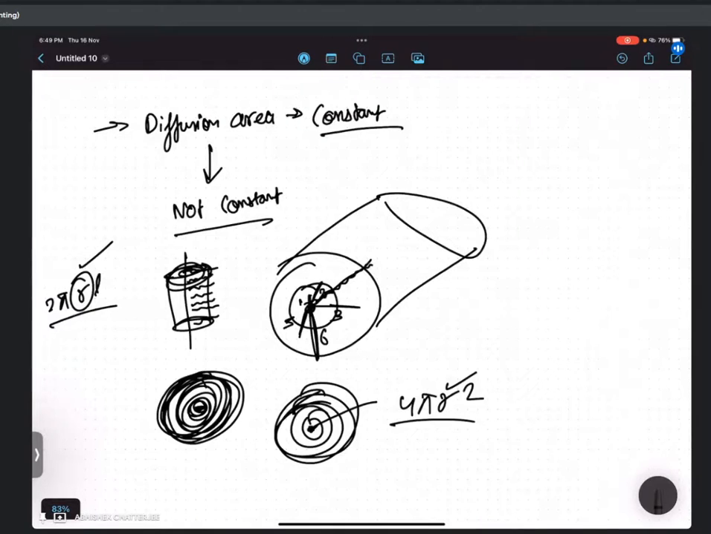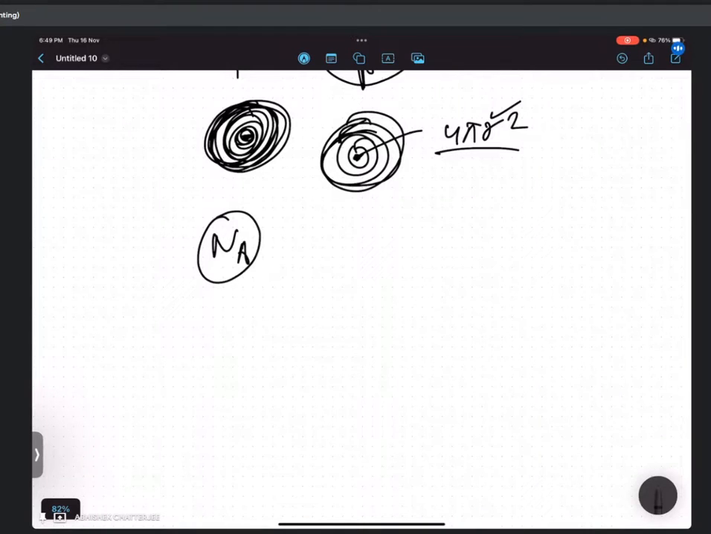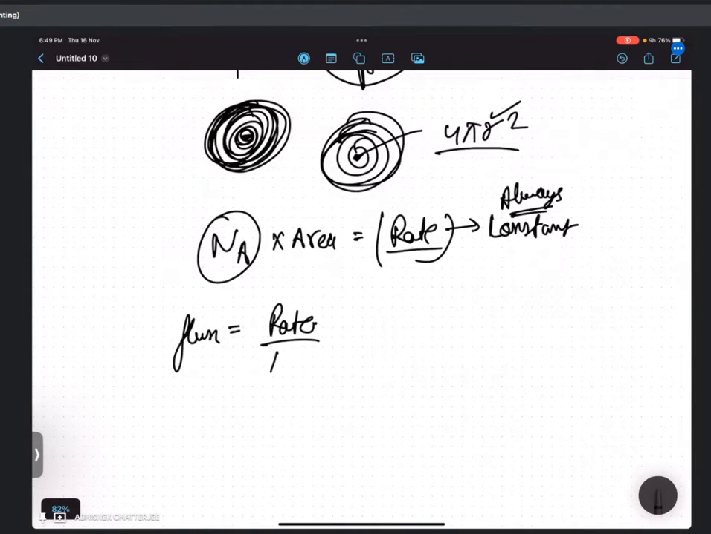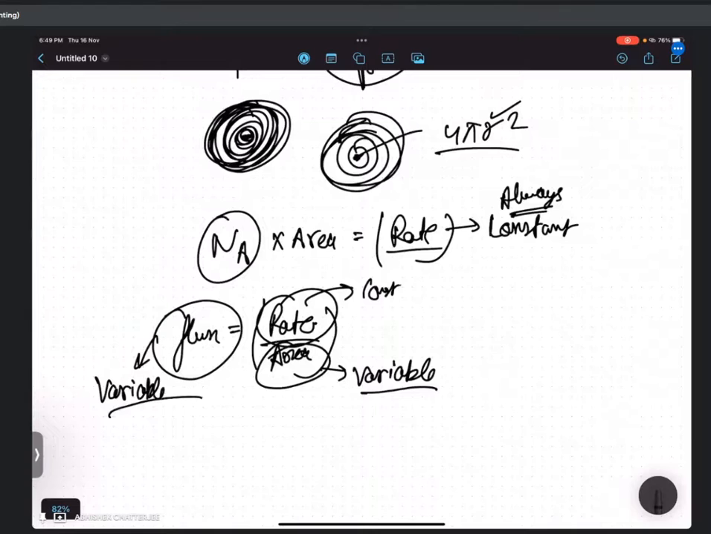Now please understand, we were dealing with our flux. So let Na be our flux. We say that if we multiply this flux with area, then we get rate. Always remember that rate is always constant. What changes is flux, because flux depends on area. Flux is what? Rate by area, no? So rate is always constant. However, if this area is variable, then your flux is variable. Clear? So flux may vary.